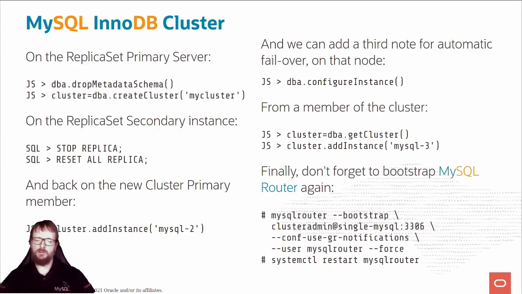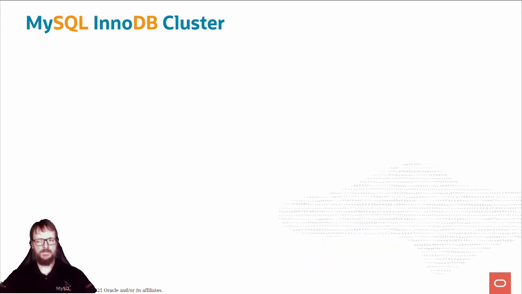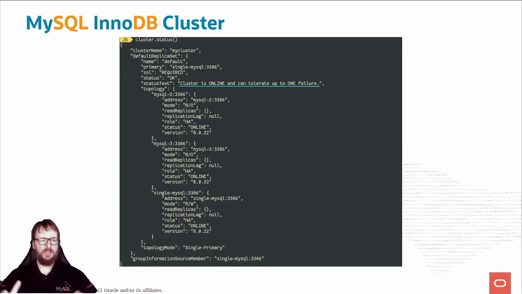Then don't forget the router we had. We need to bootstrap it again using group replication and InnoDB Cluster, and we need then to force the writes in the configuration, and we can restart it, and it's up and running. So we can do cluster status, and we can see that we have a cluster running with 3 nodes, all healthy and online, and we can tolerate up to 1 failure for automatic failover. So if 1 node crashes, no problem. If another node crashes, then manually you need to decide which one has the lead because of the split brain situation that could happen, right?